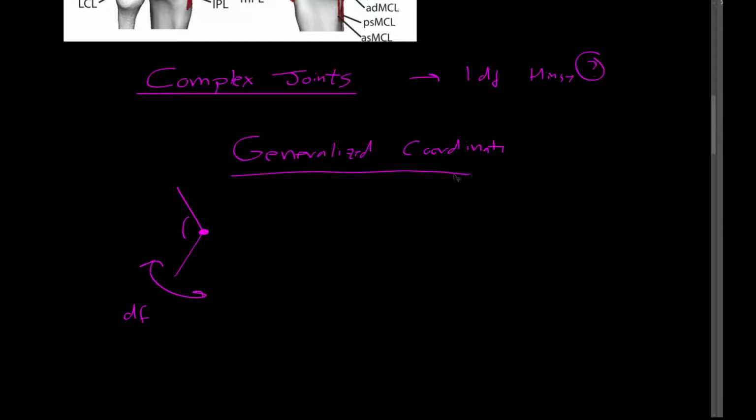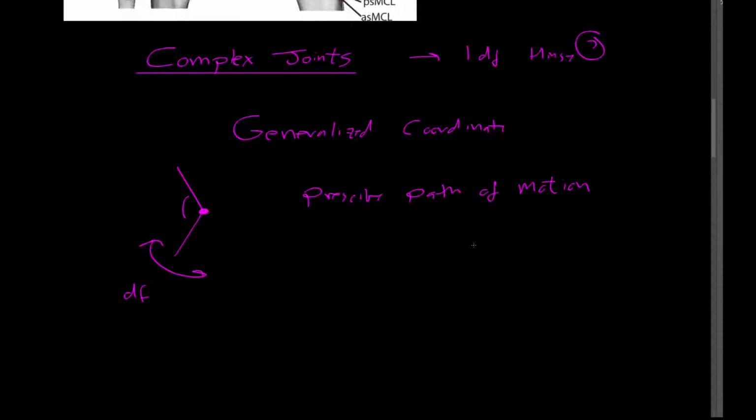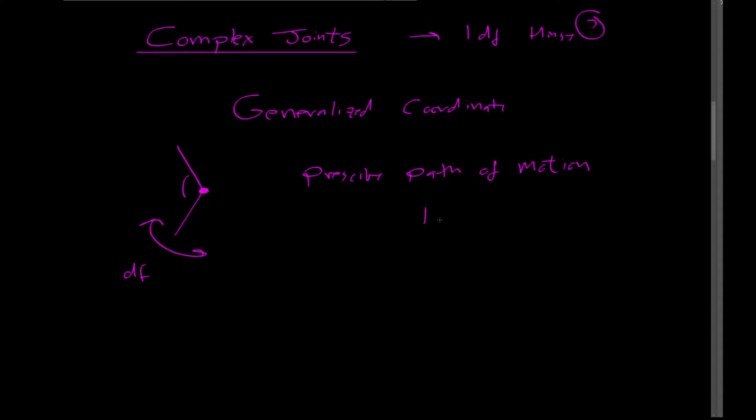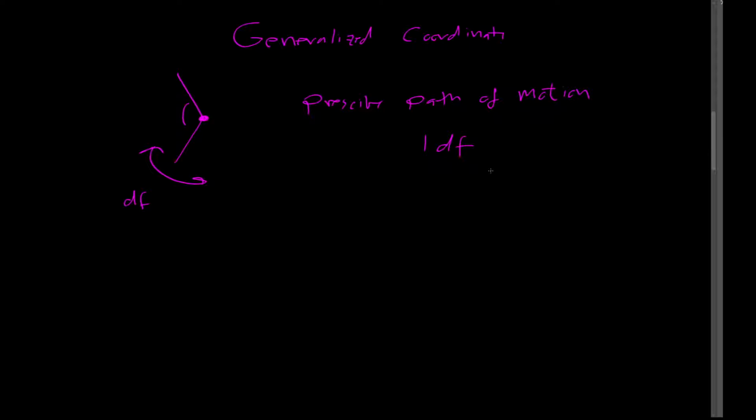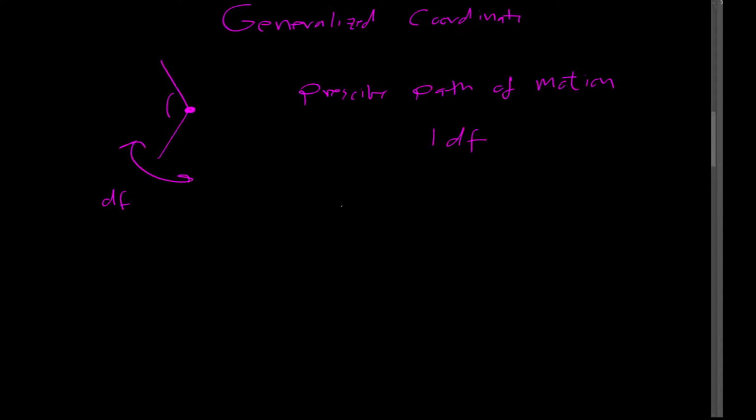The way to generalize this is to say, okay, what if I prescribe a specific path of motion on which the knee joint can move? And I maybe even only give it 1 degree of freedom, but it prescribes a more complex path in 3-dimensional space. This might sound totally crazy, but let me introduce to you a really simple example.